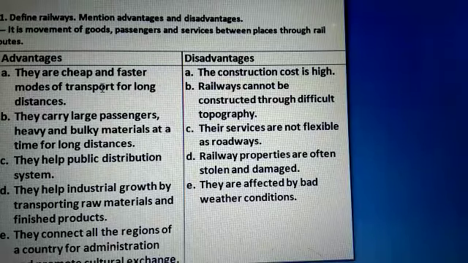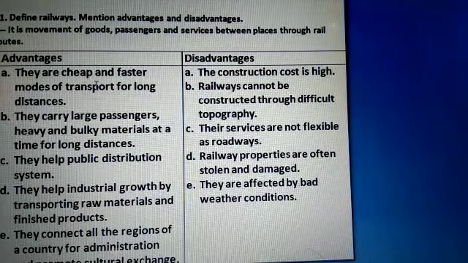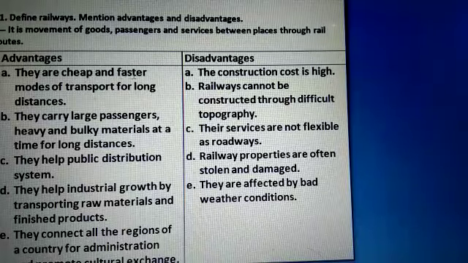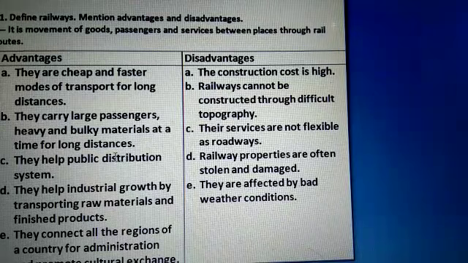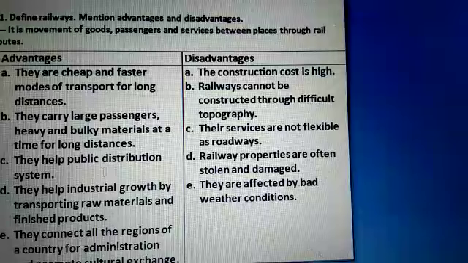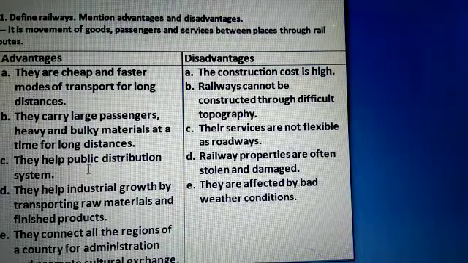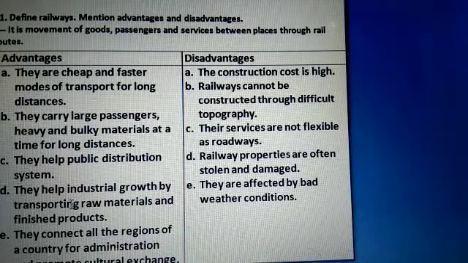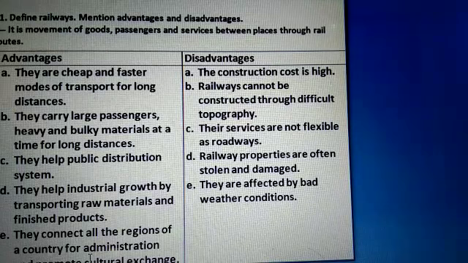They are cheap and faster modes of transport for long distance. For long distance we prefer railway. It is faster, not fastest. Fastest will be airways. They carry large numbers of passengers and heavy and bulky material at a time for long distance. They help the public distribution system also. From Punjab, rice comes to Assam and the northeastern states. They help industrial growth by transporting raw material and finished products between places. Then they connect all the regions of the country for administration.